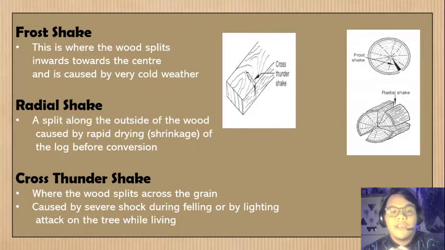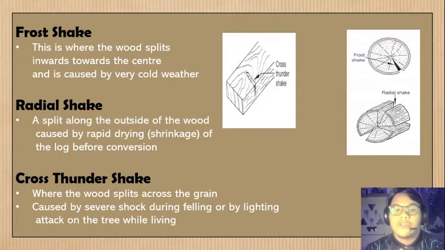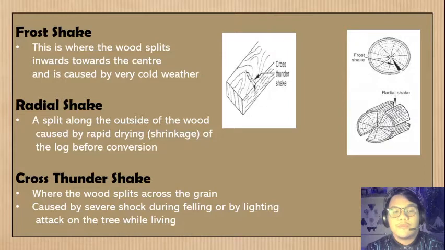Next, we have radial shake, a split along the outside of the wood caused by rapid drying or shrinkage of the log before conversion. As you can see on the next graphic there. Next, we have cross thunder shake, where the wood splits across the grain, caused by severe shock during felling or by a lightning attack on the tree while living.